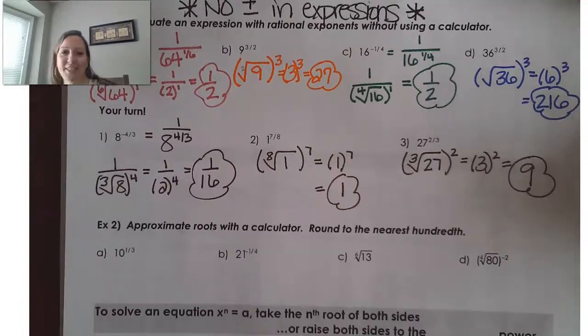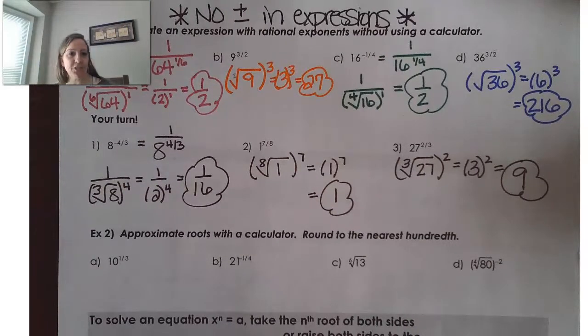But these are the answers that hopefully you came up with in the Your Turn questions. Number 1 is 1/16, 2 is 1, and 3 should be 9. Okay, if you have any questions, make sure you message me.